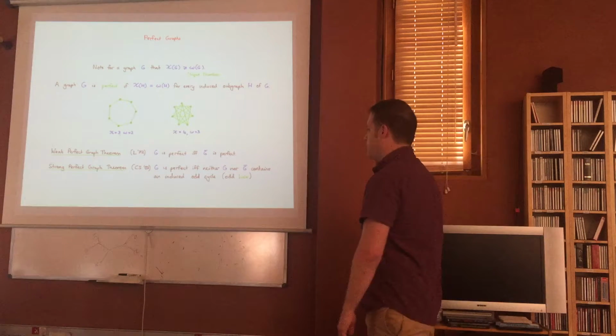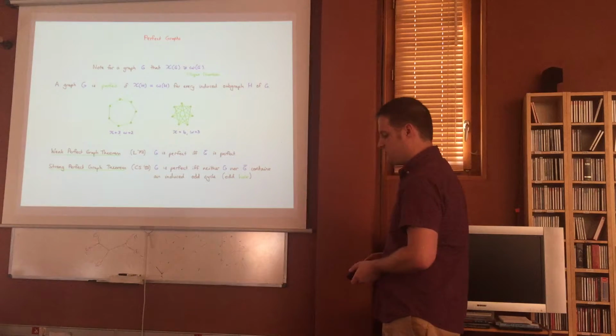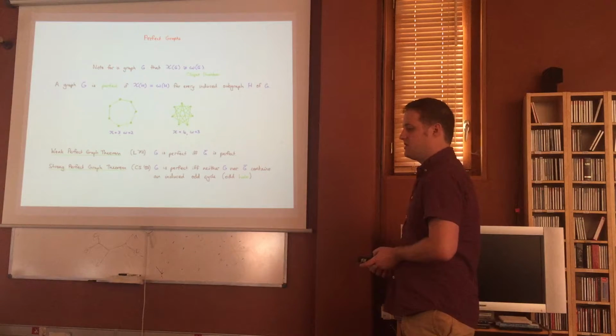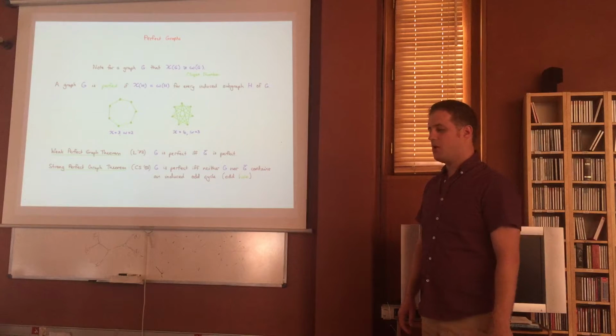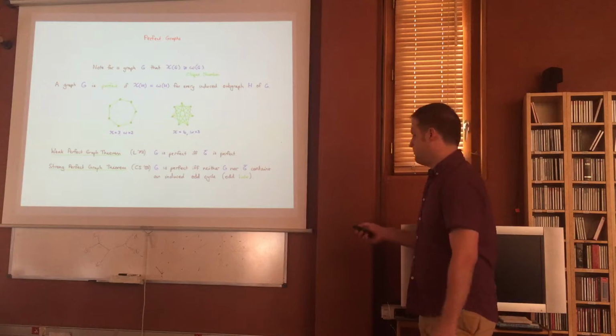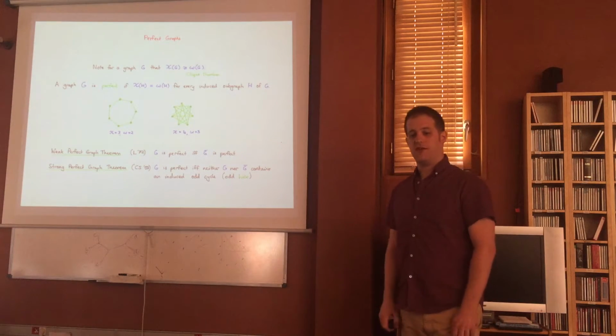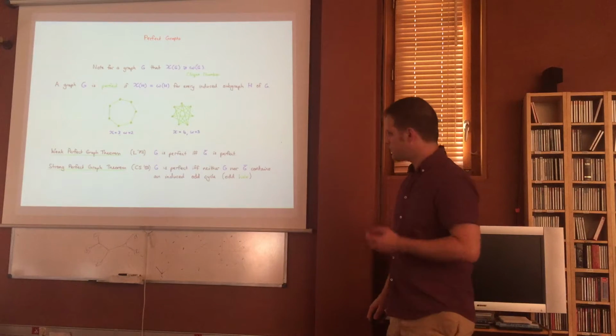The first is the weak perfect graph theorem. This was conjectured a long time ago and then proved by Lovász in '72. And it says that a graph is perfect if and only if its complement is perfect. So the imperfection of one of these graphs follows from the imperfection of the other because they're complements.